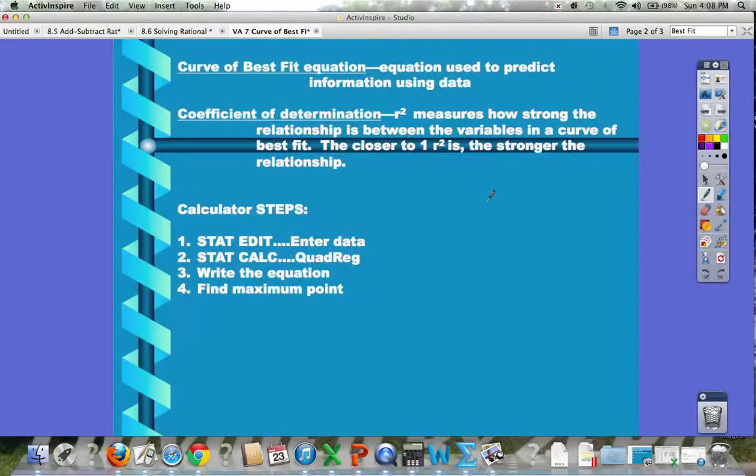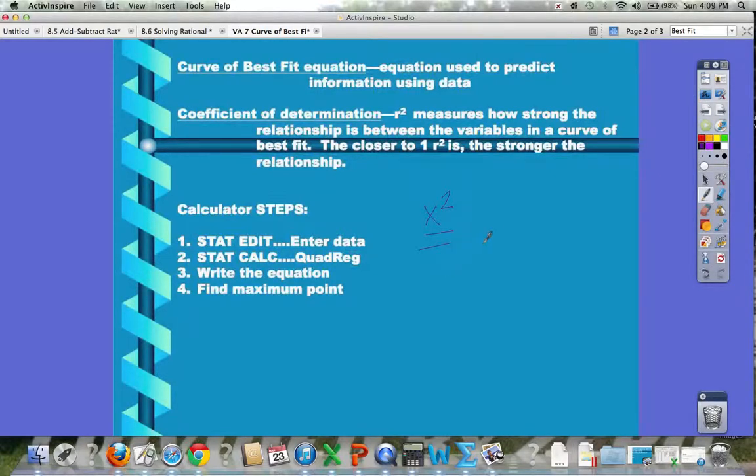And you're going to use this curve of best fit when you have anything with an x squared in the equation. Okay, do not use linear regression because that is for lines. This is going to be for anything with curves.